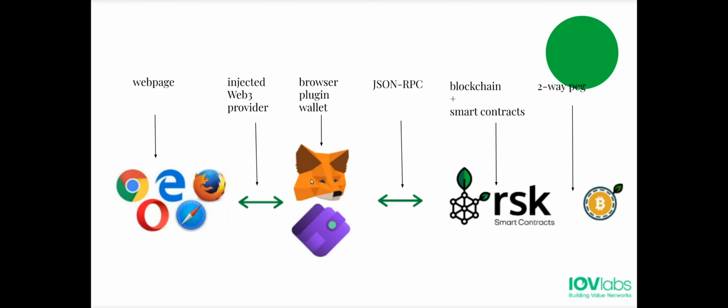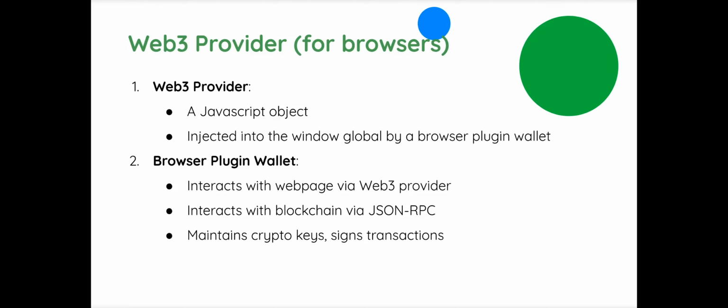And the private key always stays inside here. It doesn't go to any other entity on this diagram. And that's how this whole setup works. And the injected Web3 provider is actually pivotal for all of this to happen properly, because that's what gives you the separation.